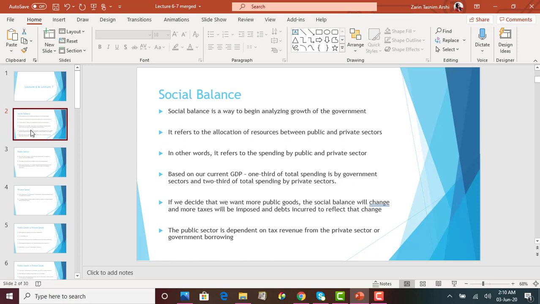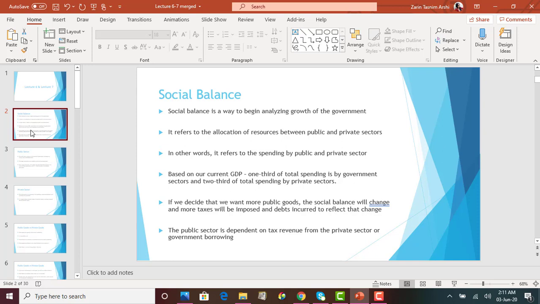Okay, so social balance gives us the breakdown between how much is for the public sector and how much is for the private sector. Public goods are basically goods that are provided by the government to us. Let's say we want the government to provide us free healthcare, then this social balance will change, and probably the public sector will move up from 33% to 50% or 55%, and the private sector will probably be 50% or 45%. So if we want more activities from the government, if we want the government to provide goods and services, then their portion will go up in the social balance.